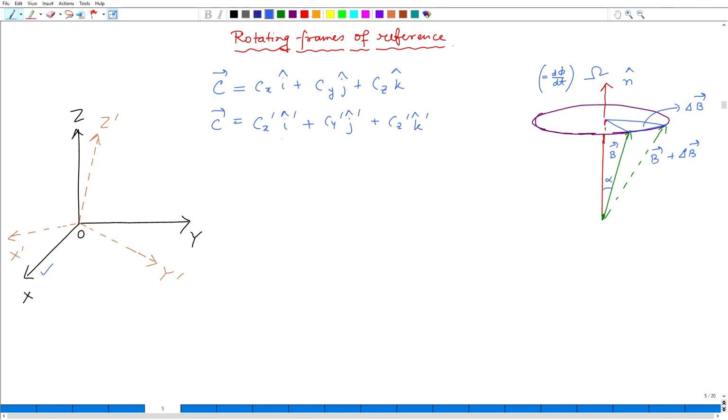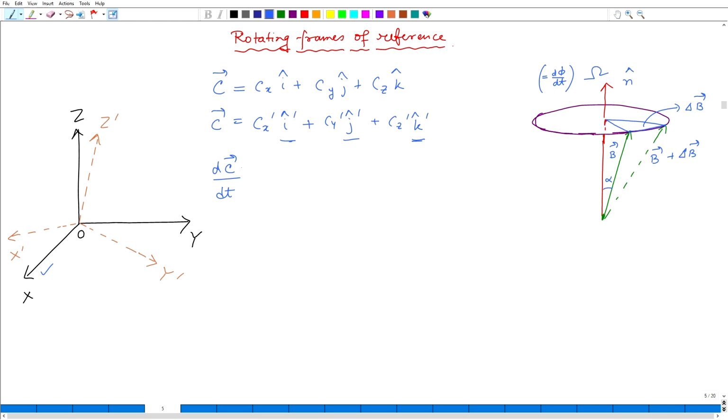So, this is I cap, j cap and k cap with primes. So, I cap prime, j cap prime and k cap prime are actually changing with time. Now, we have to find the d/dt, because any motion in mechanics comes with some d/dt.